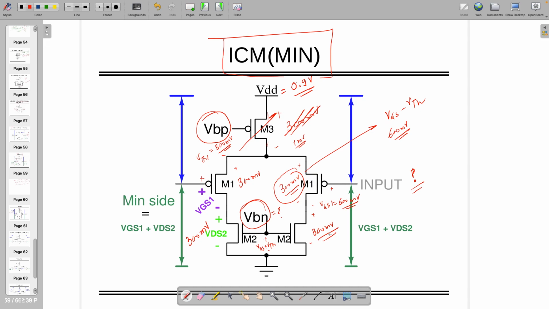Sometimes it will happen that the transistor will go out of saturation. If it is 1.8 volt, it's fine. If it is low supply voltage, it's more tricky. It's very difficult to achieve the required gain also, right?